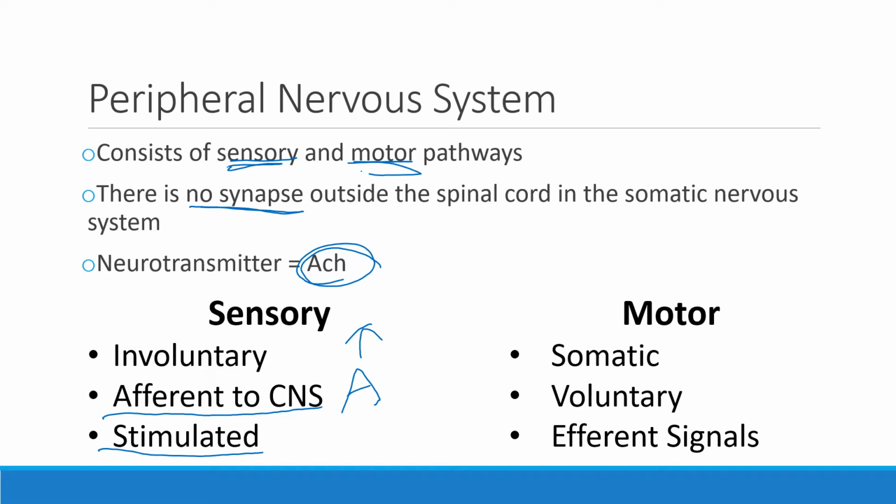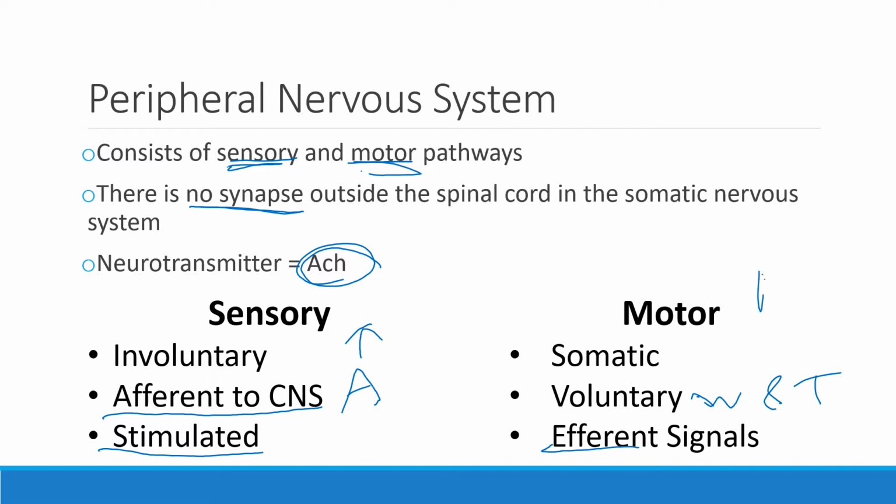And then you have motor. Motor signals are somatic, right? They help move the body. And some of these are voluntary, like walking or talking. Believe it or not, walking and talking are voluntary. So those would be considered voluntary motor neurons, and these are controlled by efferent signals.